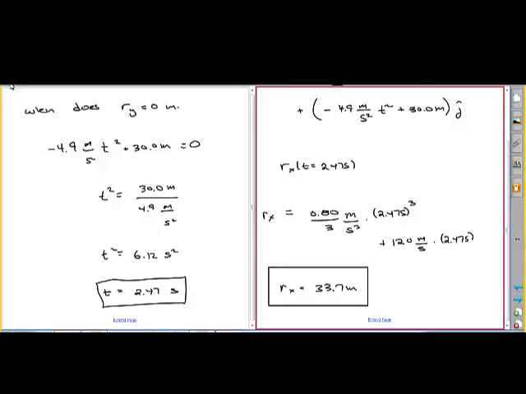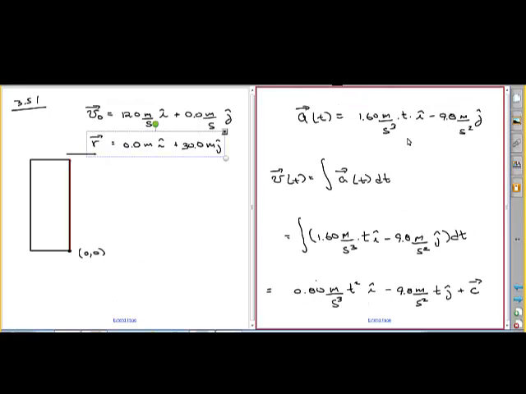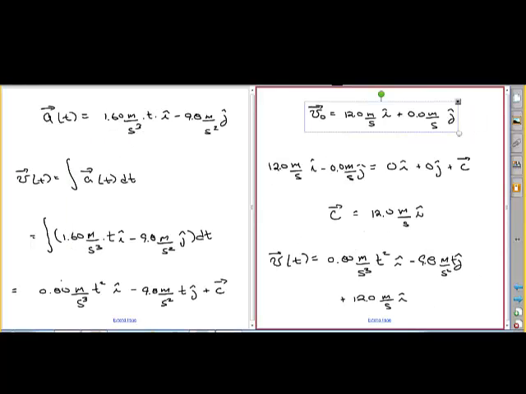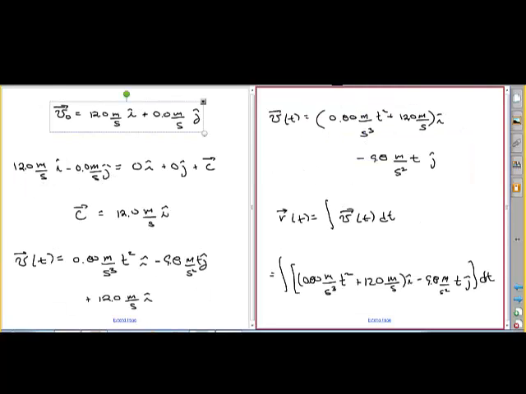So that's how you do it vector-wise. Let's review what we just did. If you're confused, you can go back and watch the whole thing again. We said the acceleration had an x component and a y component. To get the velocity vector, you integrate the acceleration vector. So this is the acceleration vector, and you integrate each component separately. This is the velocity vector with this arbitrary constant vector. You use the initial velocity vector to find the arbitrary constant vector, and that gives you a particular solution for the velocity as a function of time.